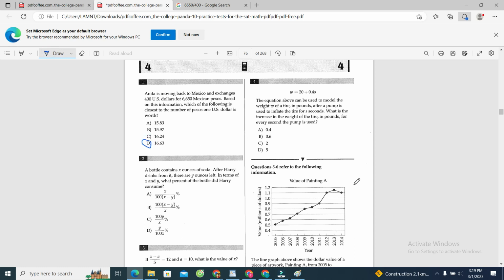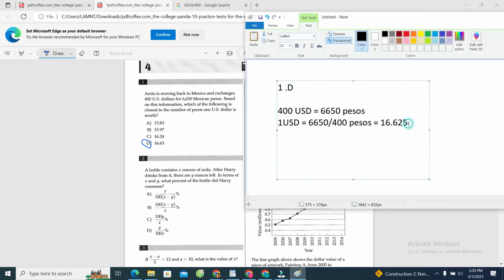Okay, number 2. A bottle contains X ounces of soda. If Harry drinks from it, there are Y ounces left. In terms of X and Y, what percentage of the bottle did Harry consume? So we know that Harry consumed X minus Y ounces of soda. So we're gonna divide by the total, which is X, and we have to convert this into a percentage.